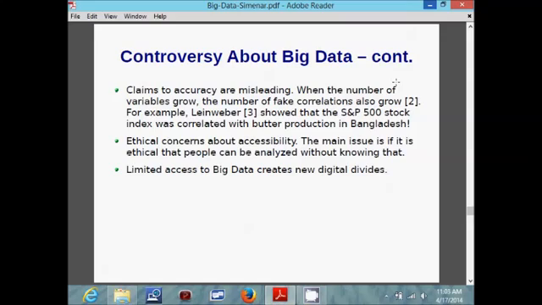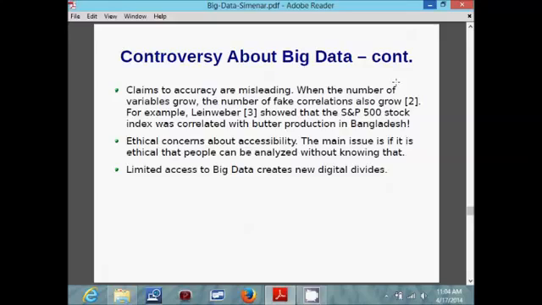For example, Lew Weber, in one of his articles, showed that the S&P 500 stock index in one of the studies has been correlated with butter production in Bangladesh. How's that? They are not related. So, this is funny. So, having such a huge amount of big data, just making analysis, applying statistical techniques, finding correlations between many attributes is not always right.